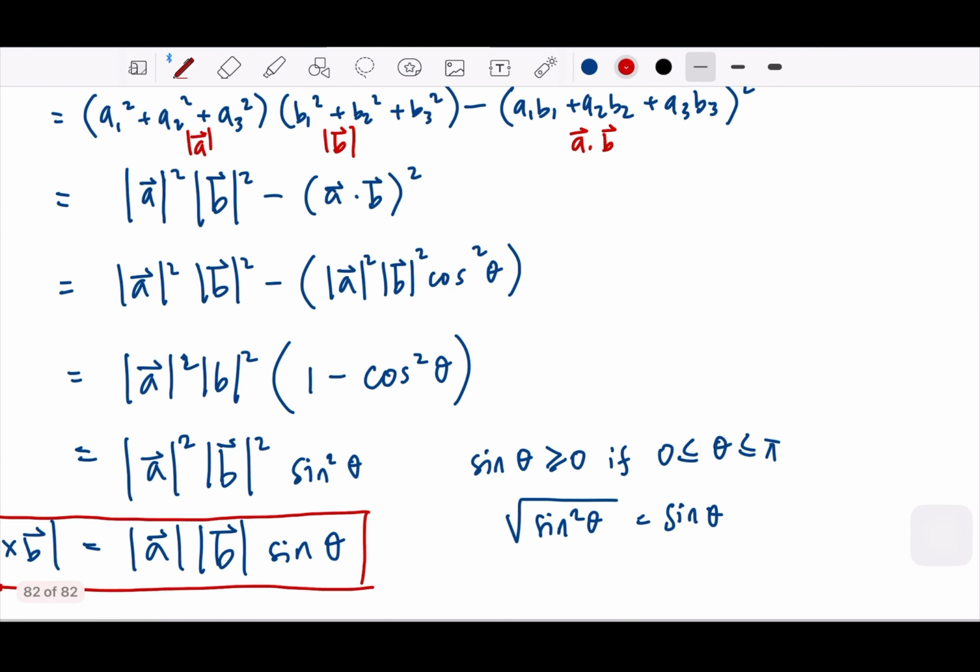And another implication: if you have a cross product A cross B equals 0, what's the implication? It means that vector A and vector B are parallel.